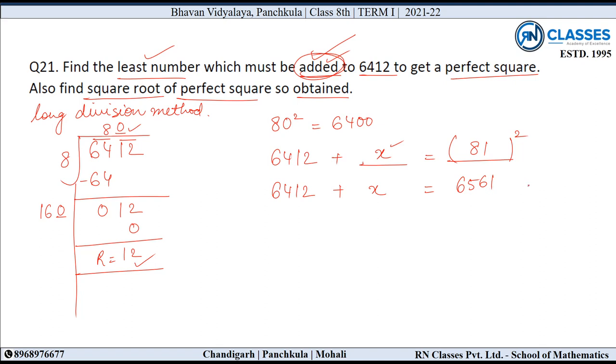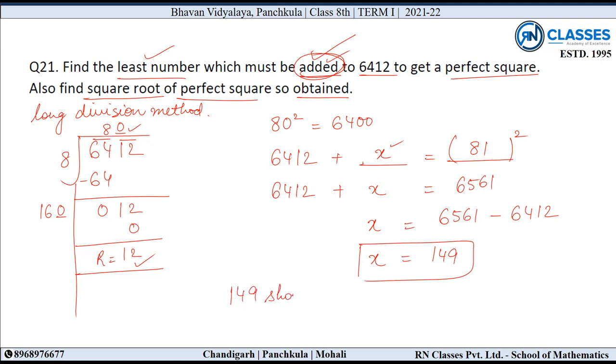You know how to square numbers from 1 to 125. So the x value would be 6561 minus 6412. So x is 149. So 149 should be added to make a perfect square.